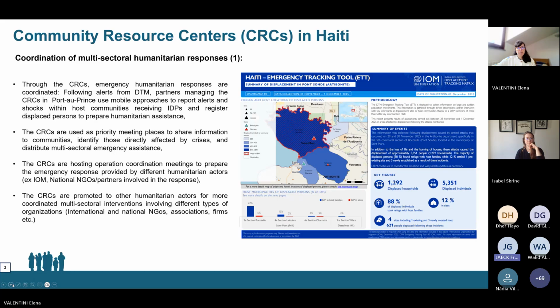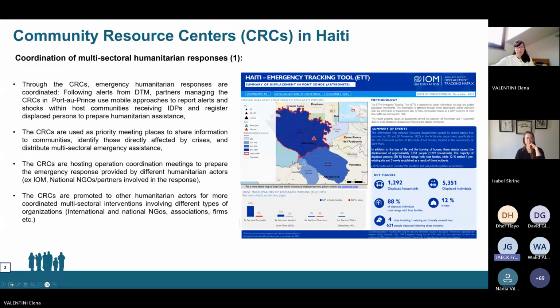So just as a quick example, recently there was, I think this is the emergency tracking tool 78 or 79, displacement from a neighborhood that is actually right next to the IOM office here into a commune called Tabarre. We have a CRC in the commune of Tabarre, and in close coordination with the CCCM cluster and other partners, we worked to deploy mobile health clinics quite quickly to cover the medical and first aid needs of the people that were recently displaced.